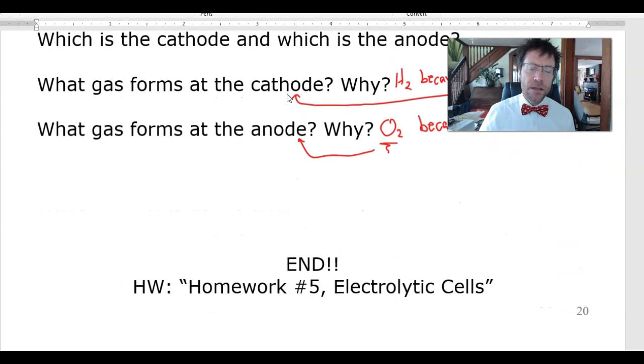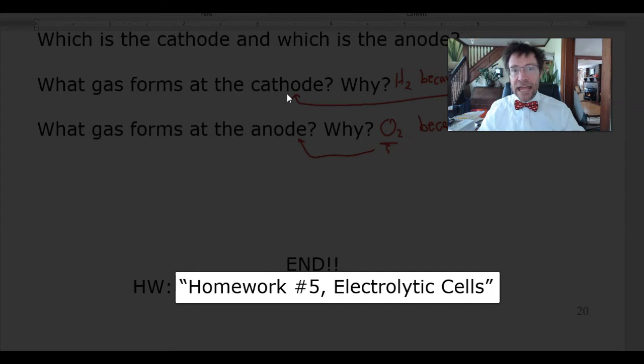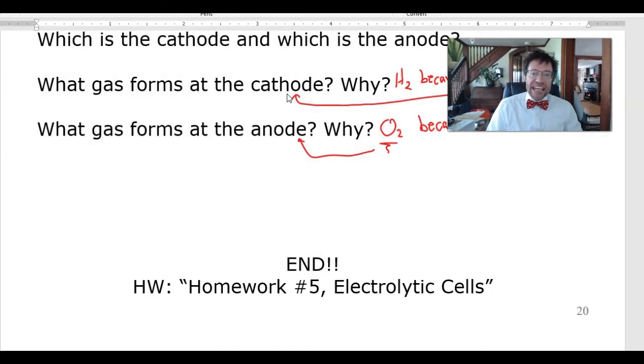Certainly hope so. Because that's it for today. What I do have for you is homework number 5, electrolytic cells. Get in it, get on it.